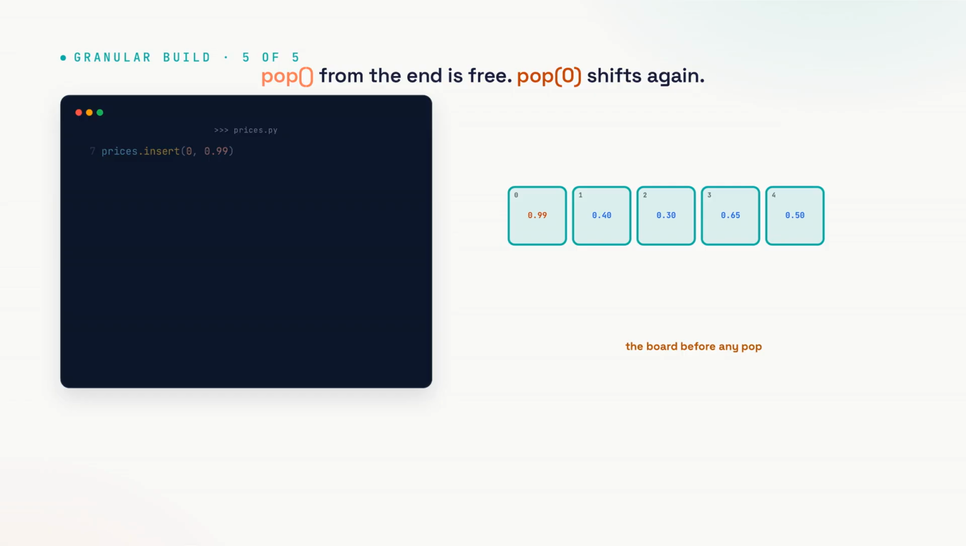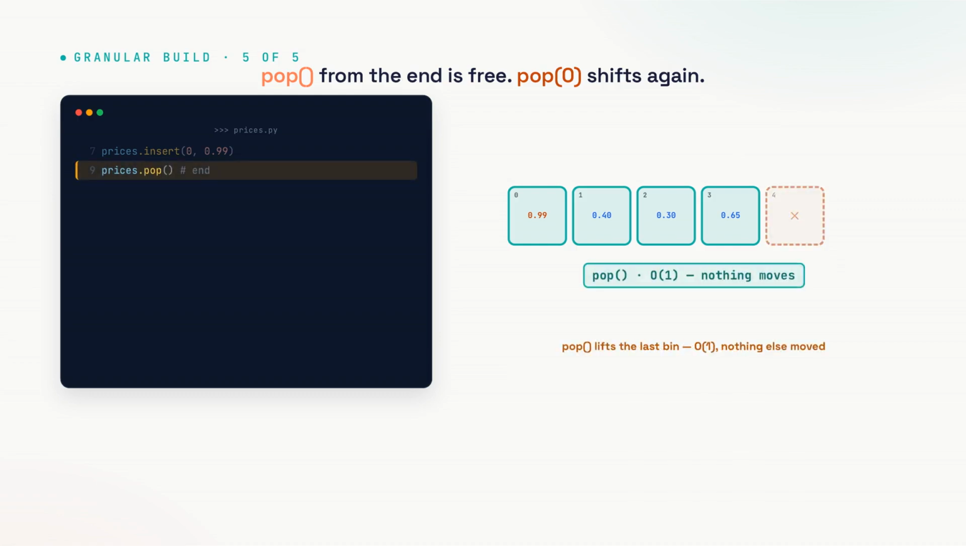Step 5, removing a tote. Same shelf, 2 ways to remove. Watch the difference. First, pop with no argument, that's the end. The last bin lifts off, nothing else moved, O of 1.